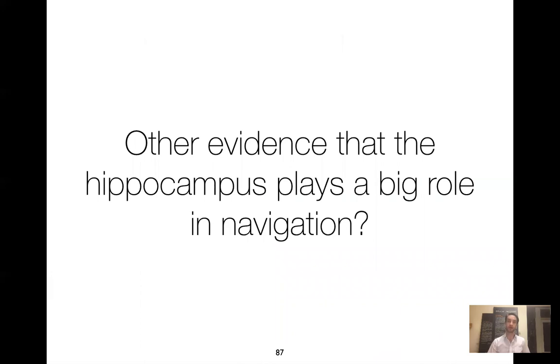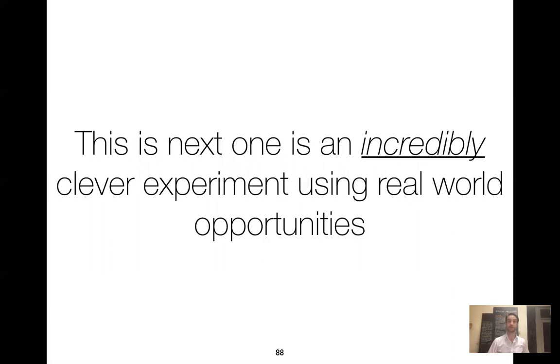So is there any other evidence besides place cells showing that the hippocampus plays a big role in navigation? Is the only reason that we think of the hippocampus as playing a role in navigation coming from the existence of place cells? The answer to this question is definitely no. And this next experiment that I'm going to tell you about in humans is also one of my favorite studies probably in the literature, because it's an incredibly clever experiment using a kind of nuanced or idiosyncratic real world opportunity that actually you couldn't do in 2020. And I'll tell you why.